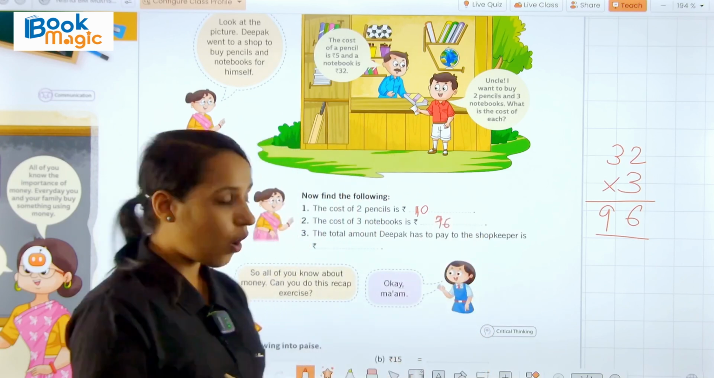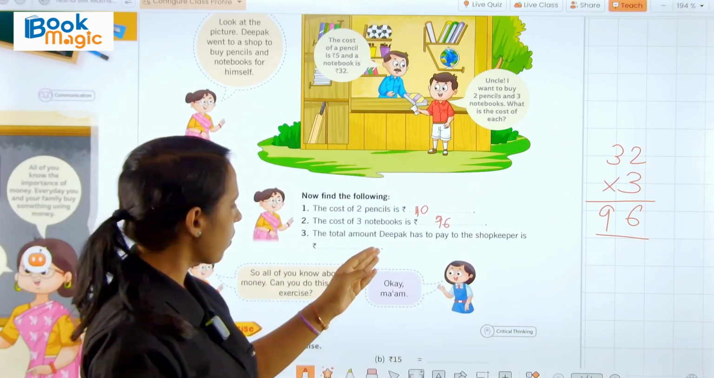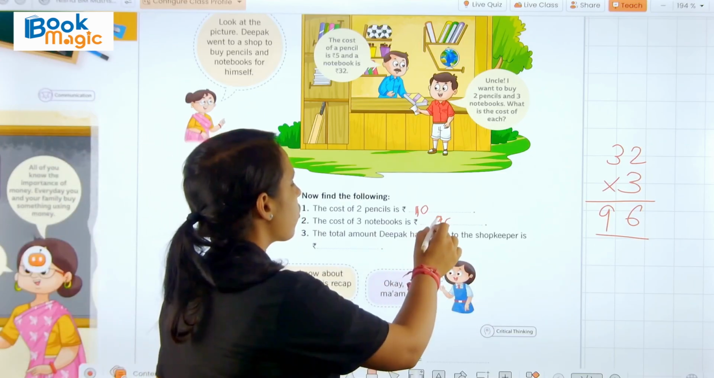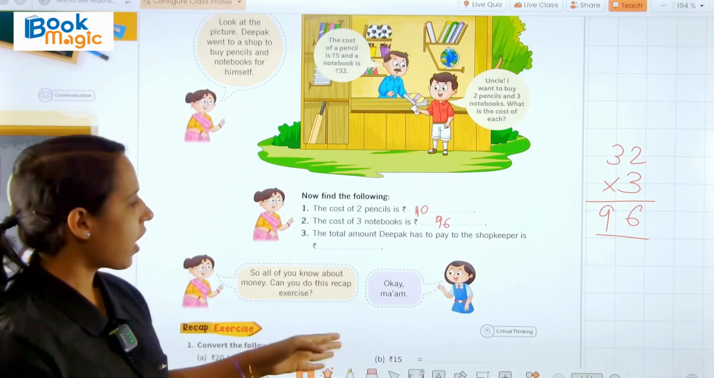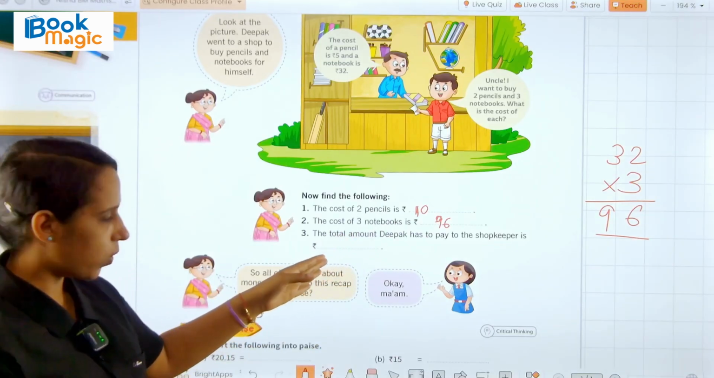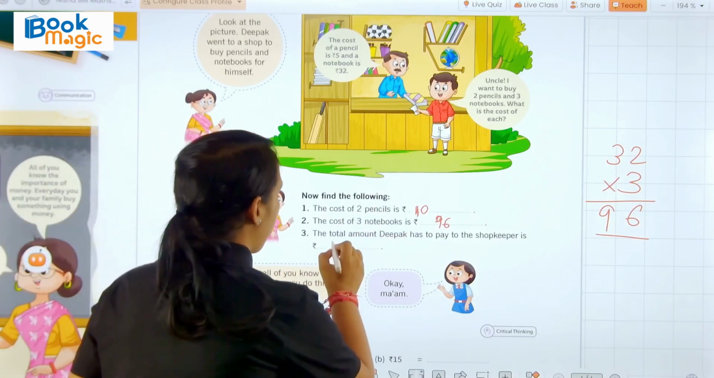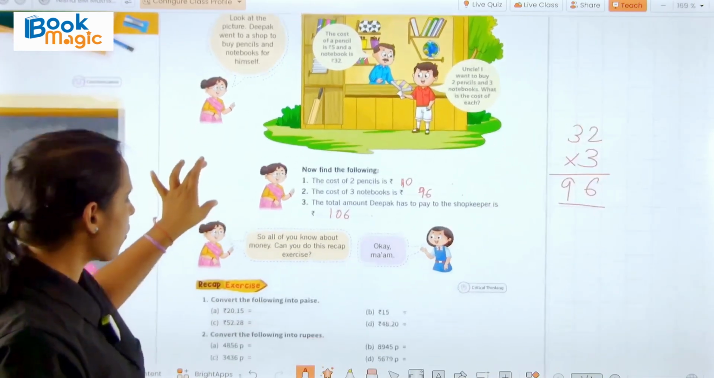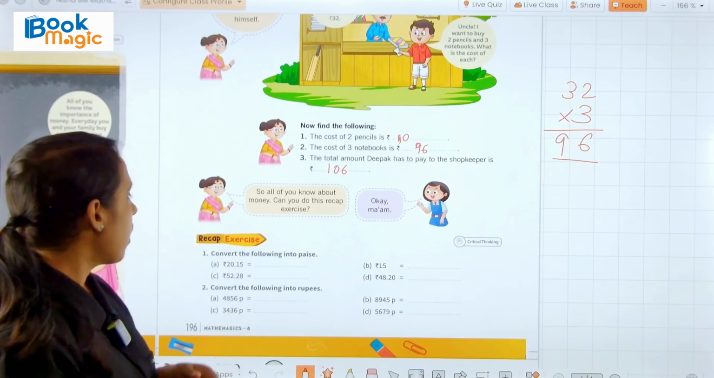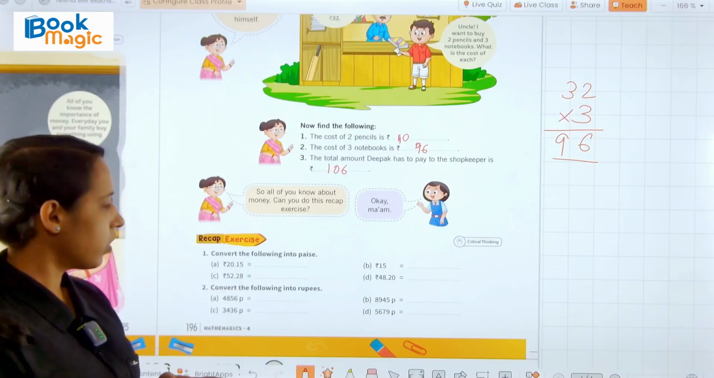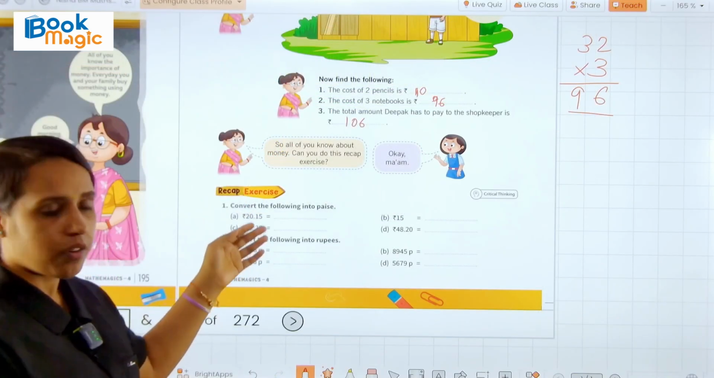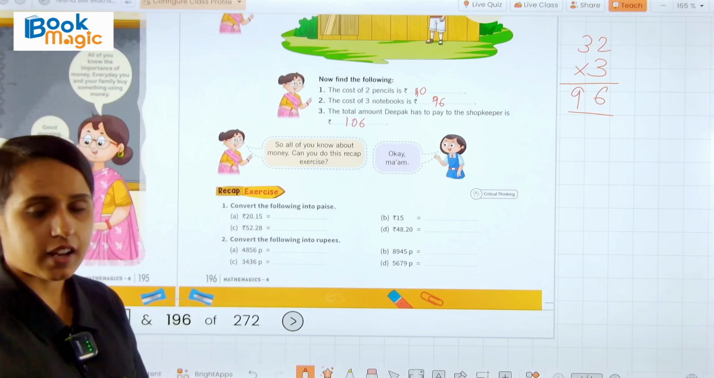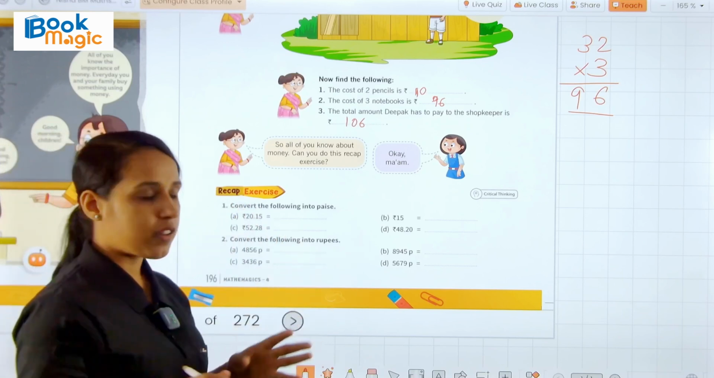Now we have to find out the total amount Deepak has to pay to the shopkeeper. So he has to pay 10 rupees for pencils and 96 rupees for notebooks. So that will become a total of 106. So here the teacher said, so all of you know about money. Here we have a recap exercise of what we learned in our previous classes. Here we are checking our previous learning.